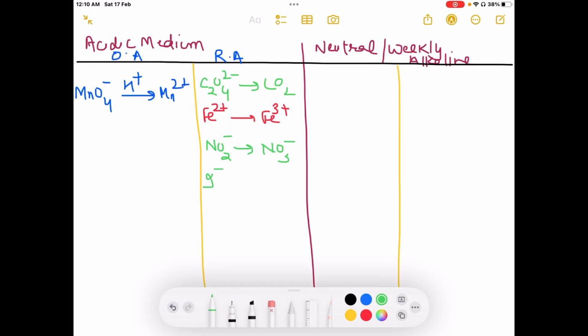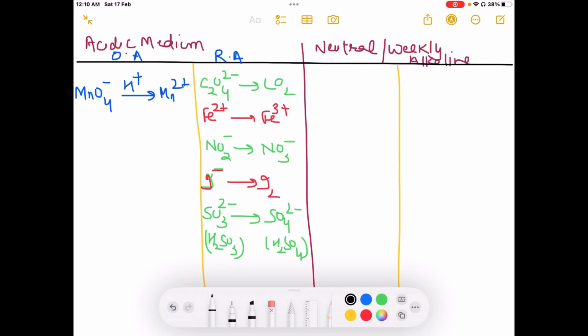Iodide, which we get from KI. Iodide changes to iodine. Sulfite, which we get from sulfurous acid, H2SO3, changes to sulfate, sulfuric acid.